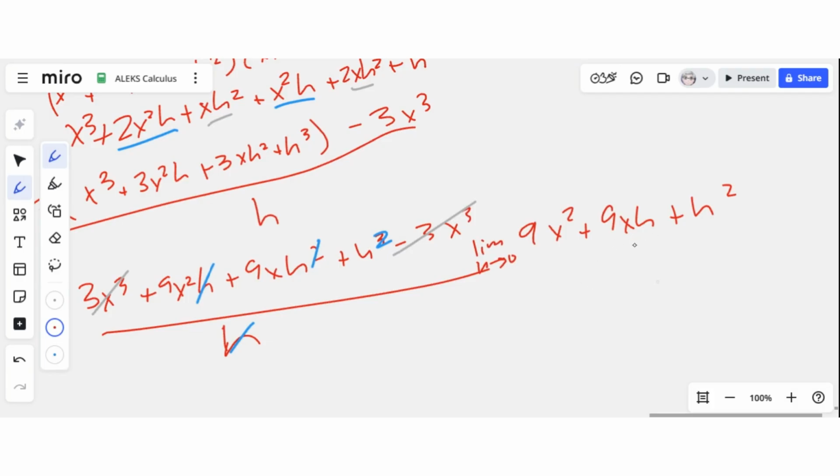So think about what would happen to this as h gets closer and closer to 0. Well, this quantity would get closer and closer to 0. So would this. You're multiplying by something getting closer and closer to 0. So that's going to get closer and closer to 0. So all we're left with is 9x squared. So the derivative of 3x cubed is 9x squared.